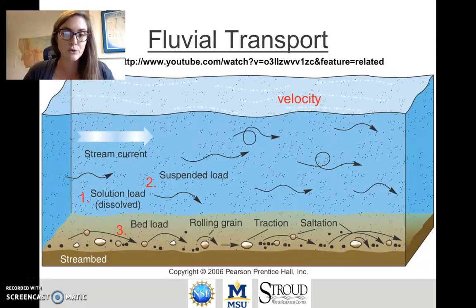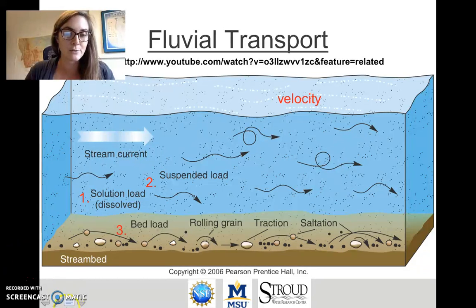In this diagram, water flow, or the stream current, is moving from left to right, and we've got three different groups of particles that have the potential to be moved here. The solution load, which is shown here, is considered the dissolved load, very, very small particles. These are things like nutrients. We've got the suspended load, which are slightly larger particles, things like coarse particulate organic matter or fine particulate organic matter. So this would be the food that caddisflies, net spinning caddisflies, are eating, for example.